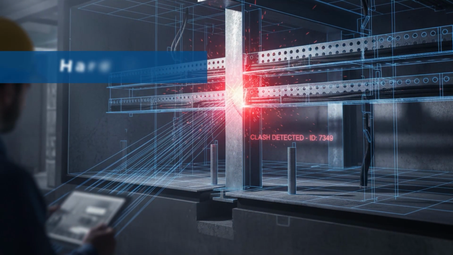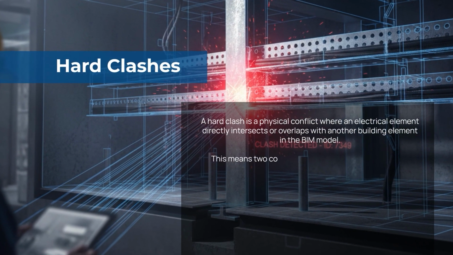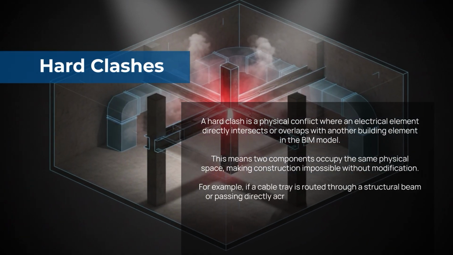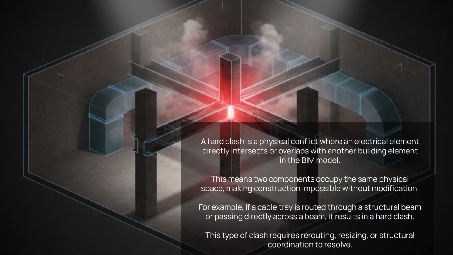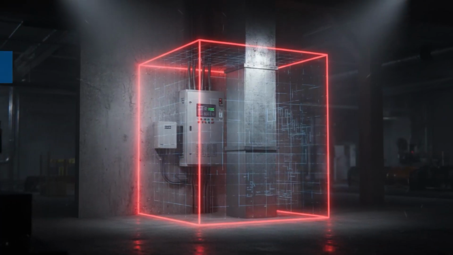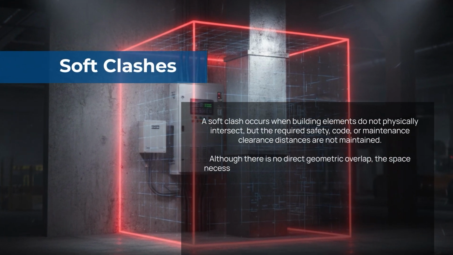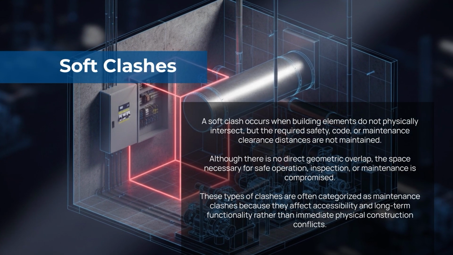So what exactly are hard clashes? A hard clash is a physical conflict where an electrical element directly intersects or overlaps with another building element. Like we discussed before, a cable tray is coming over a slab or beam. It is called a hard clash. A soft clash occurs when electrical elements do not physically intersect, but require safety codes or maintenance clearances. These also can be considered maintenance clashes as well.